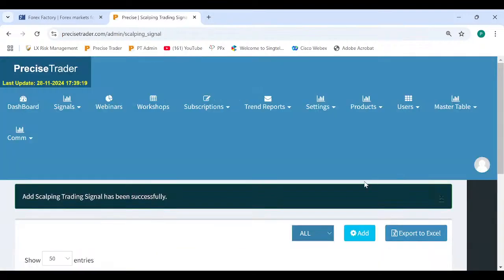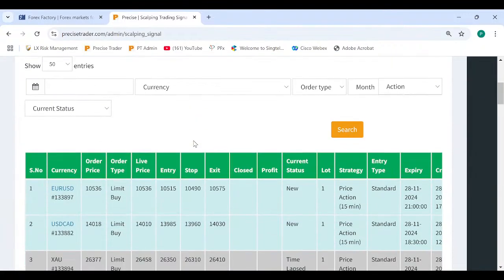Okay, so we are going to go for a buy at 105.15, stop at 104.90, and TP at 105.75, and this expiry we are giving 3.5 hours.